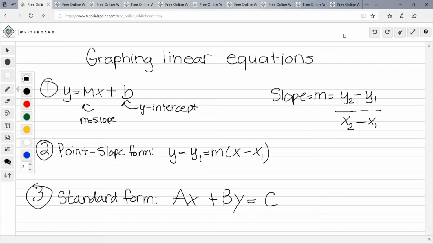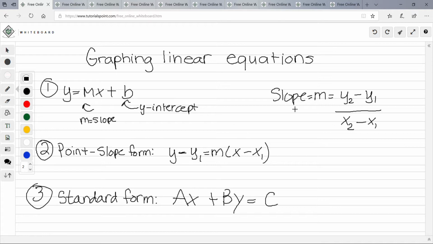So there are three forms of linear equation. The first form is y equals mx plus b, where m is the slope and b is the y-intercept. The second form is called the point-slope form, where you have y minus y subscript 1 equals slope times x minus x subscript 1. And then we also have the standard form, which is ax plus by equals c. This will all make sense when we do the problems.